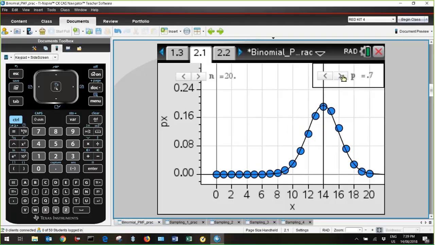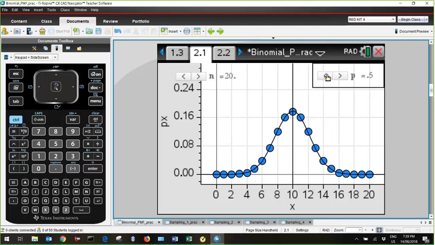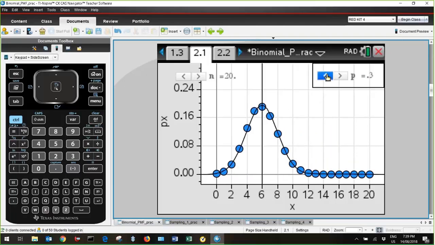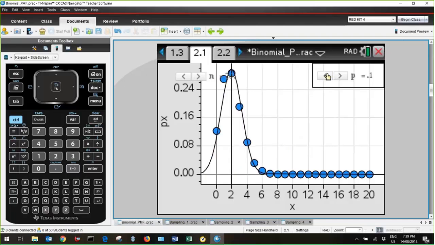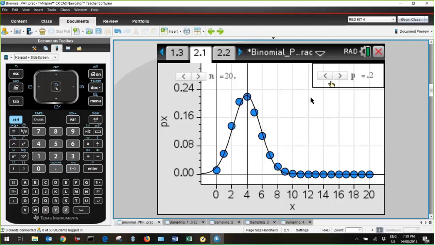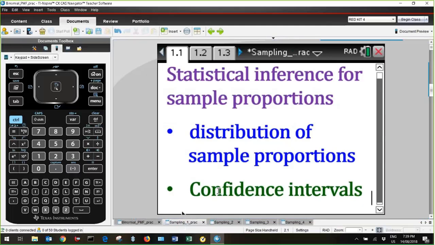Now, I think that this is a really good illustration of why, when we get to statistical inference, we can model the sampling distribution with an approximate normality. The approximate normality of the sampling distribution is fairly obvious if students have done this beforehand. And that's what I'm going to move on to now, from there to sampling. So, statistical inference for sample proportions, looking at the distribution of sample proportions and confidence intervals.